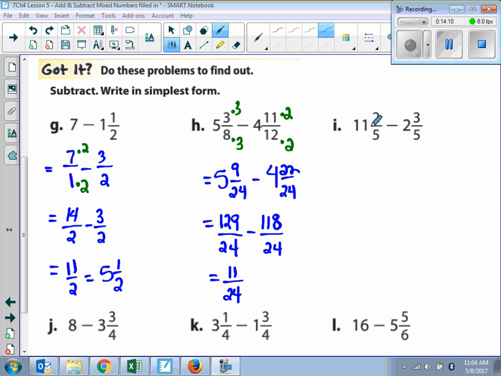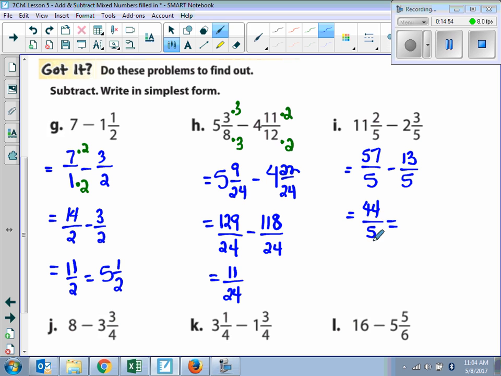So for example I, we have 11 and 2/5 minus 2 and 3/5. Here, we already have common denominators, so we don't have to borrow, we're going to change it to improper fractions. So 11 times 5 is 55, plus 2 is 57. So that's going to be 57/5 minus 2 and 3/5, which is 13/5. Very good. Now we can subtract. So 57 minus 13 is equal to 44. So we're going to have 44/5.